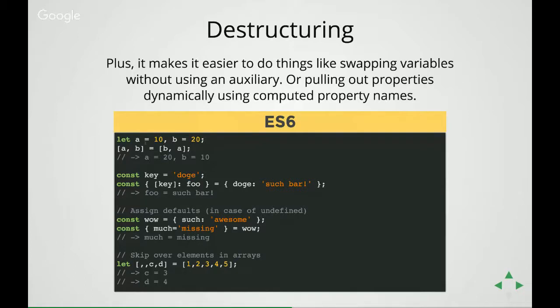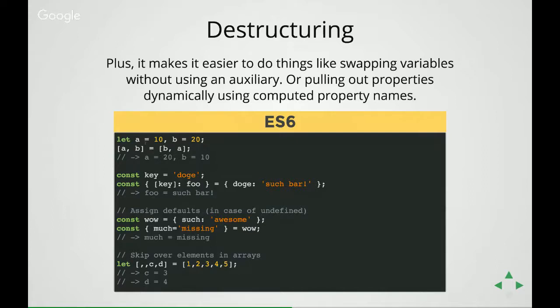And we can also assign defaults when destructuring. So like before, when something didn't exist, we ended up getting undefined. In this case, we can actually assign a default. So go ahead and try to grab the much property out of that object, and if it doesn't exist, or if it comes back as undefined, assign it this value.